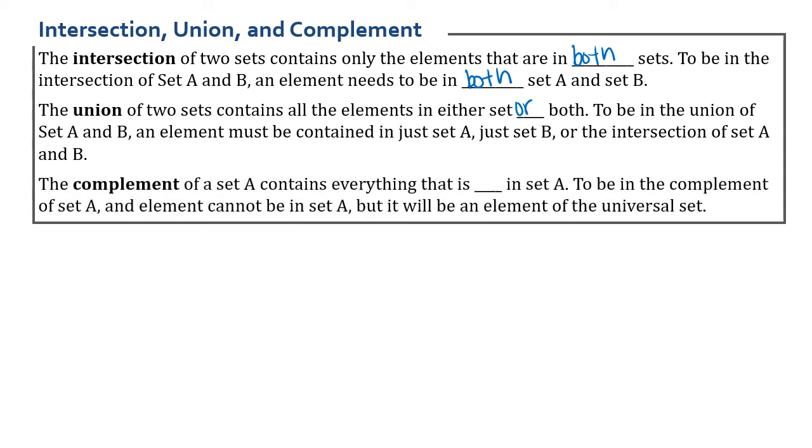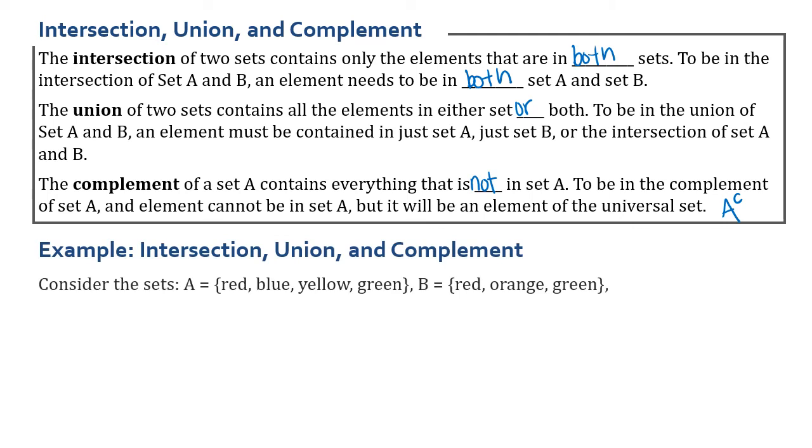And finally, the complement of a set contains everything that is not in set A. To be in the complement of set A, an element cannot be in set A, but it must be an element of the universal set. Typically when we notate a complement, we write the set and then a C up top to say that this is the complement of set A. So this was a lot of vocabulary. Let's put this into action with an example.